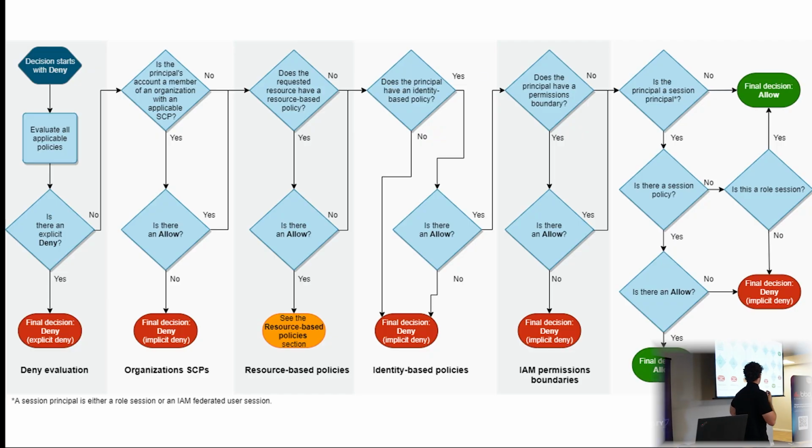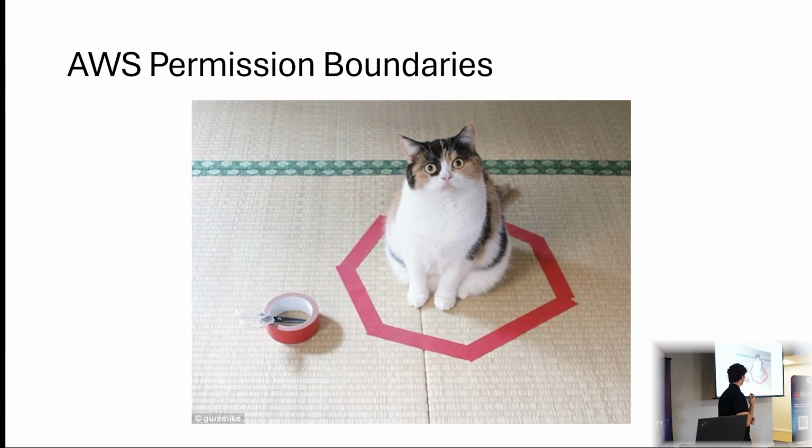The fifth being IAM permission boundaries. Now, IAM permission boundaries do not grant any permissions. They only specify the maximum amount of permissions a user or role can have. When you think about permission boundaries, you can think about this cat. The red tape, that's the permission boundary. It doesn't give the cat a jetpack or the ability to do backflips or whatever. The cat doesn't have any actions or permissions it can take. The permission boundary merely specifies the maximum amount of permissions.